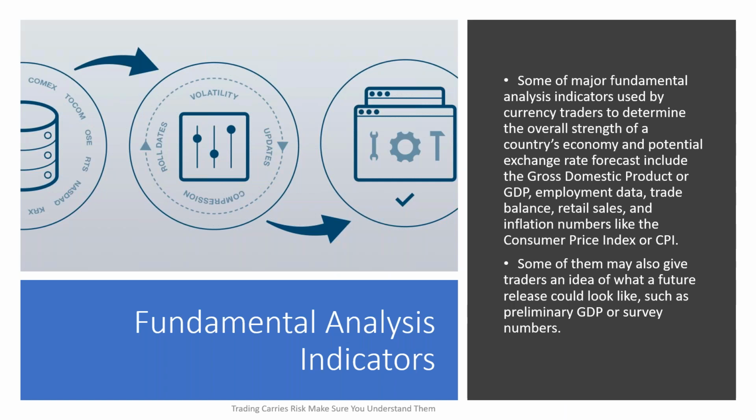So some of the major fundamental analysis indicators used by currency traders to determine the overall strength of a country's economy and potential exchange rate forecasts include GDP, gross domestic product. You'll hear about it quite often. Okay, employment data, and like I mentioned, tomorrow is the U.S. non-farms payroll report. Trade balance, especially the trade balance out of China. Retail sales in the U.S., but retail sales from each of your countries. If you're looking at the Aussie dollar, you need to be looking at the retail sales for Australia. If you're looking at how the U.S.